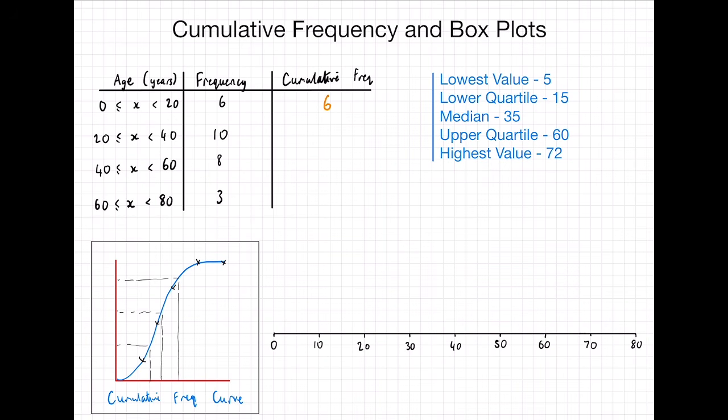So we start off at 6 and then we take our 6 and we add 10 to it because that's the next one, so 16. Add 8 to that, we get 24, and then add 3, we get 27. That is how we would do our cumulative frequency.